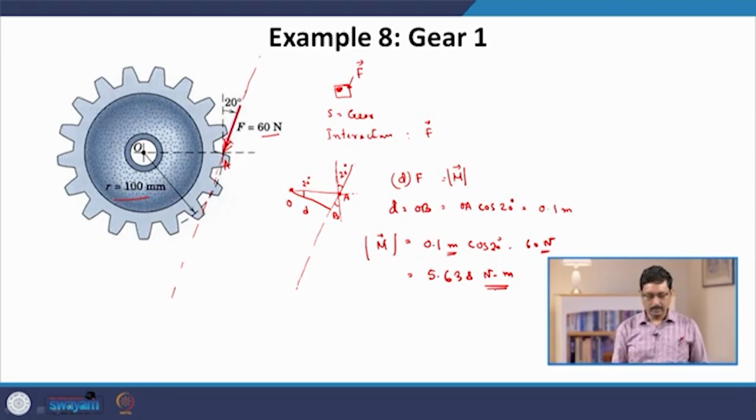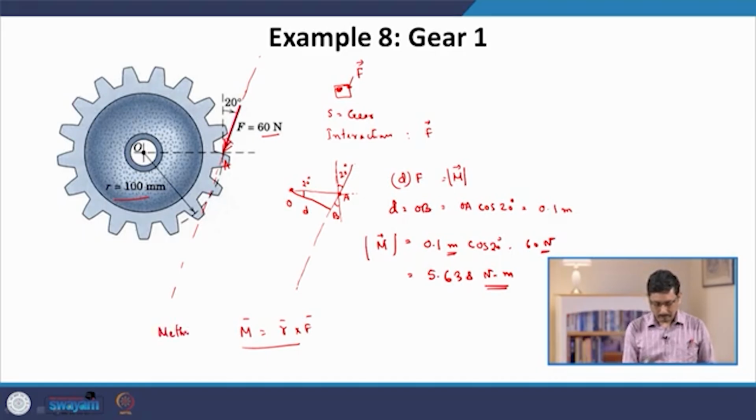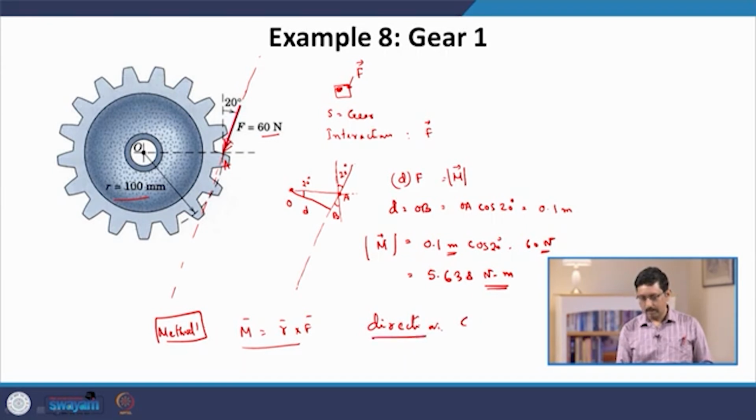Now, what is the direction? The direction you can find by applying the right hand thumb rule. So, this force is going this way, and this is a cross product. So, M is a cross product. You can apply the right hand thumb rule. The direction must be perpendicular to the plane of the screen and going inside the screen. So, this is our method 1, sort of geometric method to calculate. The direction is counterclockwise and going into the page.